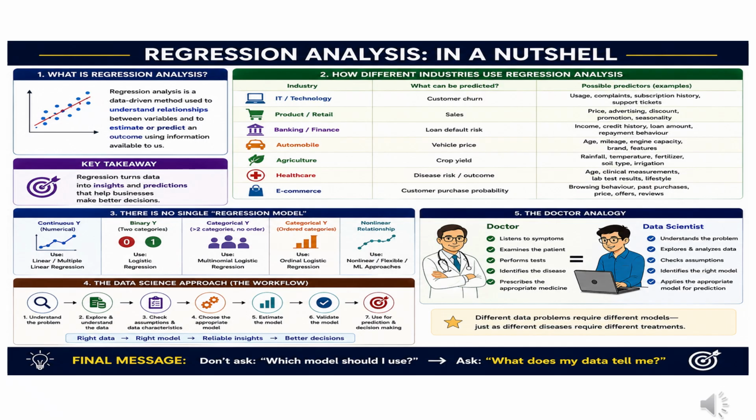I like to compare a data scientist with a doctor. A doctor does not give the same medicine to every patient. First, the doctor understands the symptoms, examines the patient, performs appropriate tests, identifies the problem, and then prescribes the appropriate treatment. A data scientist follows a similar approach. We first understand the problem and the data. We examine the characteristics and assumptions. Then we choose an appropriate model, estimate it, validate it, and finally use it for prediction or decision making.